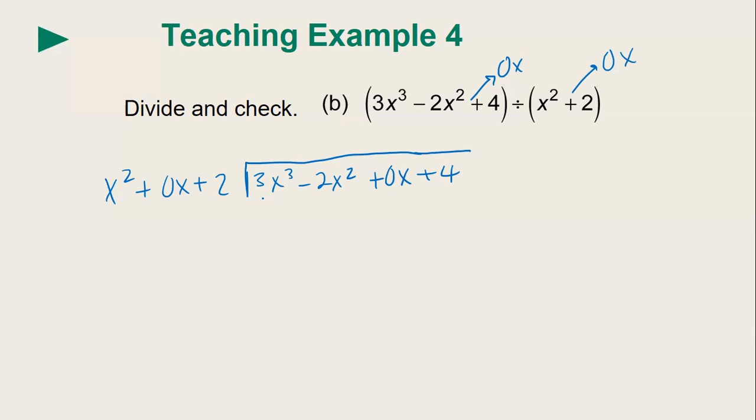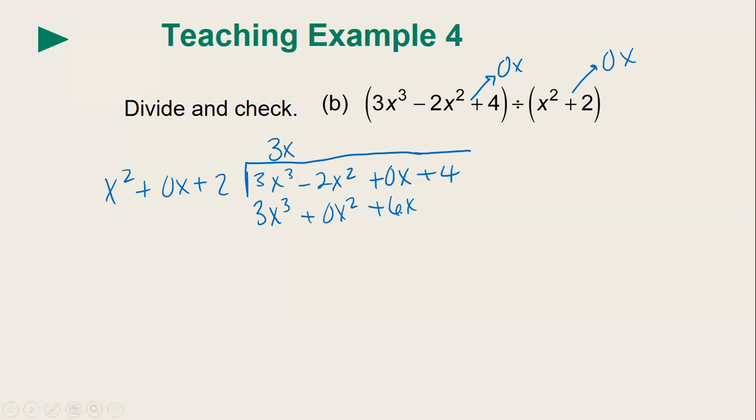All right. Step one is to do what? Divide leading term by leading term, right? Yes. What is 3x cubed divided by x squared? 3x. After we divide, we what? We multiply. 3x times x squared is 3x cubed. 3x times 0x is 0. 3x times 2 is 6x.